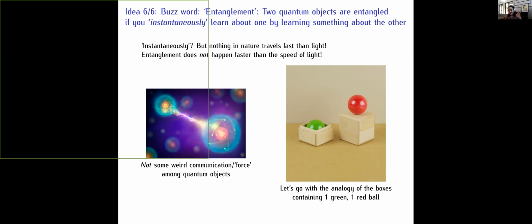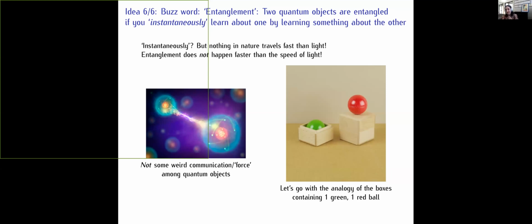The first thing that I want to say is that I don't like the word instantaneously. You might know that nothing happens in the universe, to the best of our knowledge, faster than the speed of light. So instantaneously is a weird word to use here. And I assure you that entanglement does not affect causality, does not happen faster than the speed of light. The other thing I need to point out is that entanglement is not some weird communication or force between quantum objects. Entanglement is not voodoo. Entanglement is absolutely scientific, and sometimes there's an aura of bizarreness around entanglement. Don't go for that.